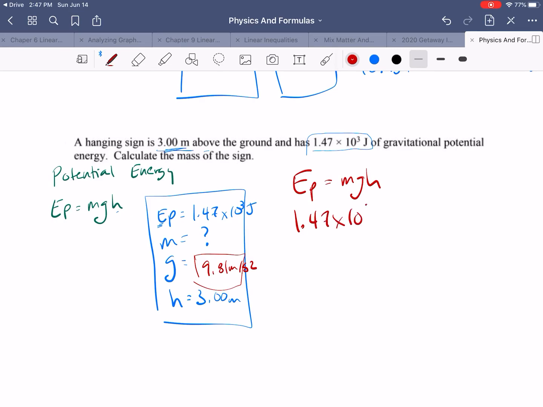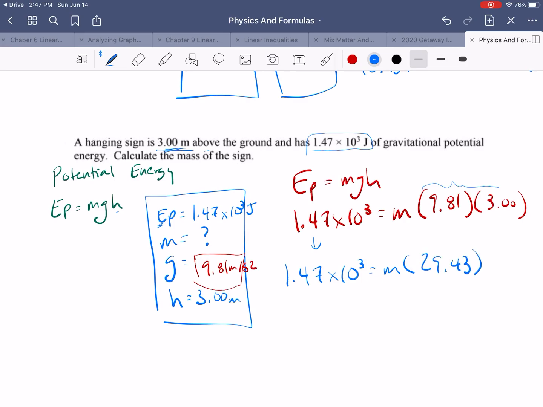Here we go. 1.47 times 10 to the 3 equals mass, which I don't know, gravity, put it in brackets because you're multiplying, times the height. Okay, guys, now what do I do? Well, I can do some math here. I can calculate these two. That's multiplying, so I can get that answer. So I'm just going to drop everything down. 1.47 times 10 to the 3 equals mass times 9.81 times 3 is 29.43. And so then I can just get the M by itself by dividing.